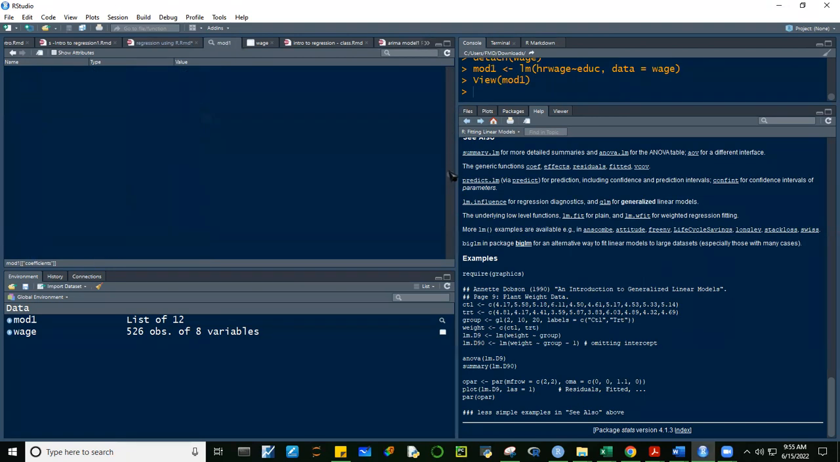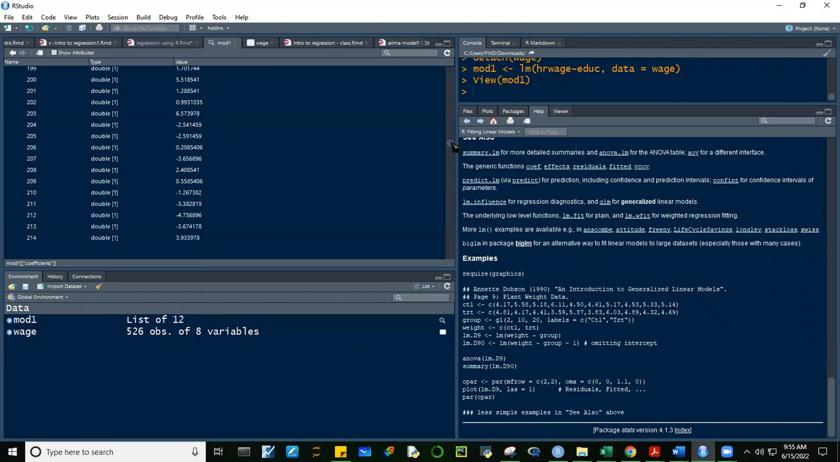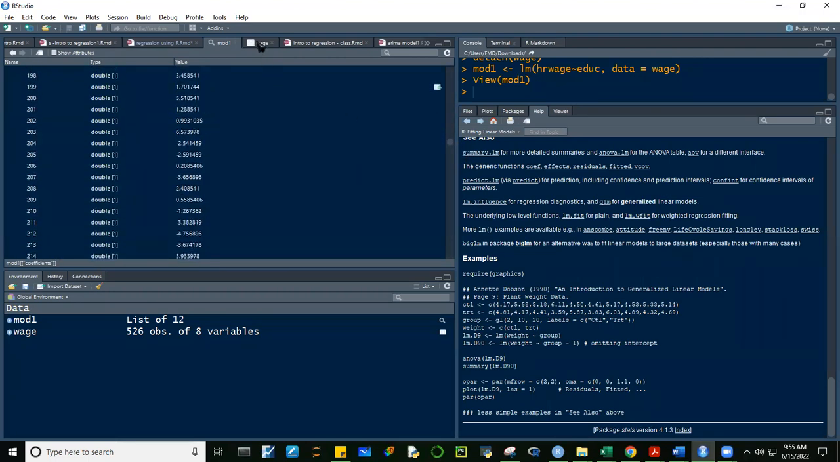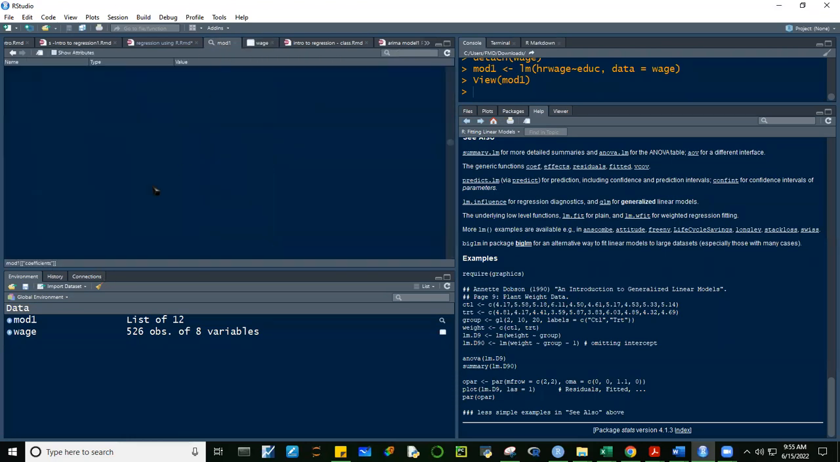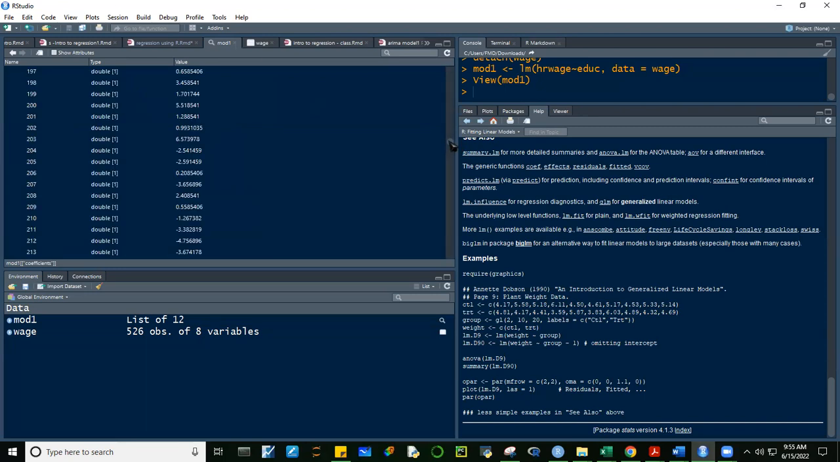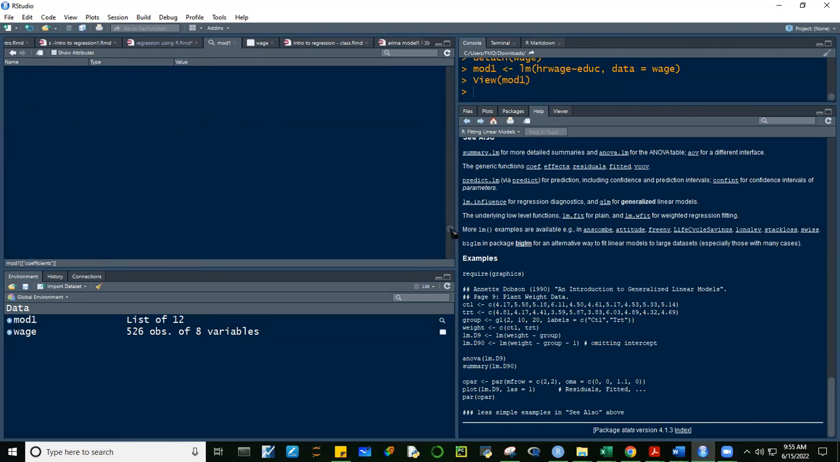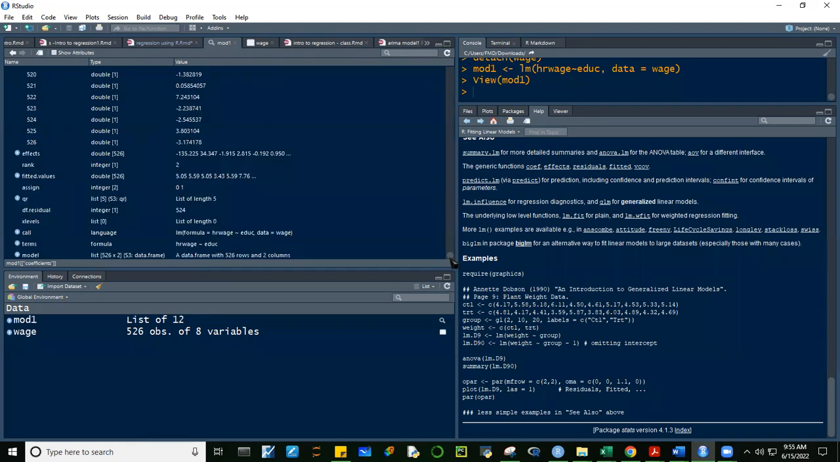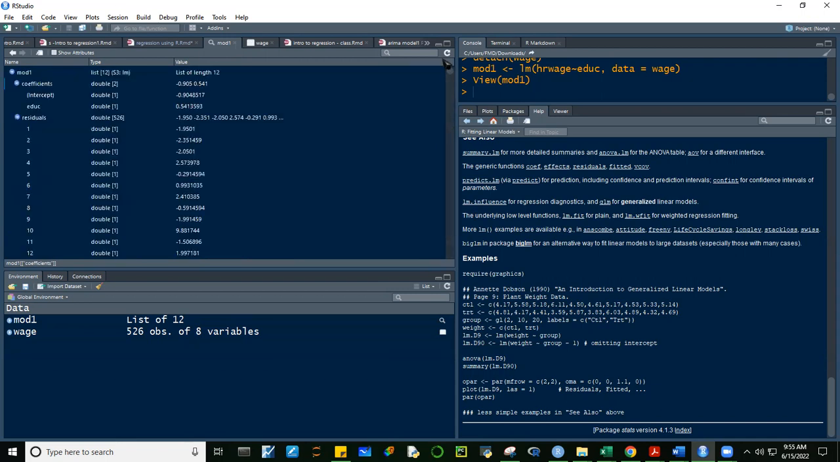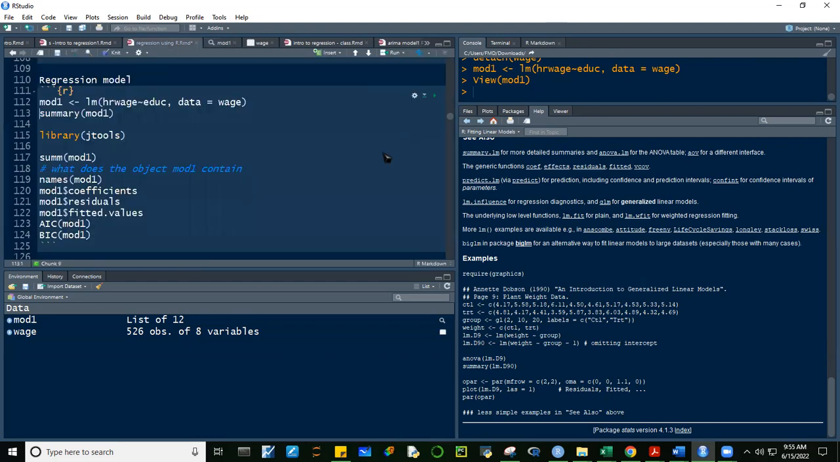Yan yung mga error terms, and there are 500 plus error terms because, ilan yung data set natin? 526. Therefore, 526 error terms, residuals. Ano yung residuals, guys? It's the difference between your actual value and your predicted value. Okay, we'll take a look at that in a while. Papakita ko yung example just to clarify that.